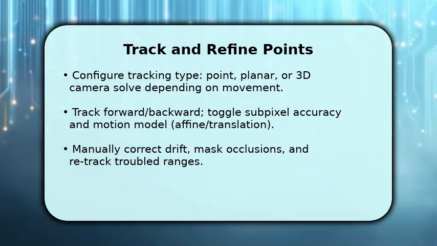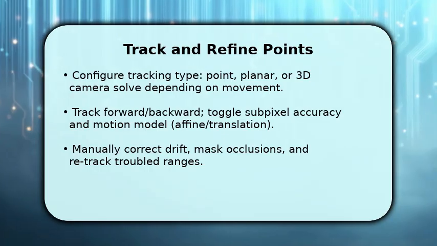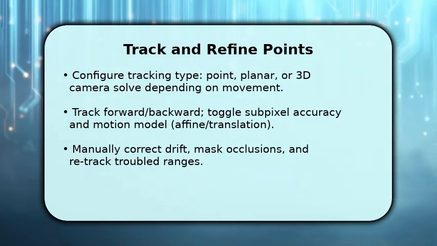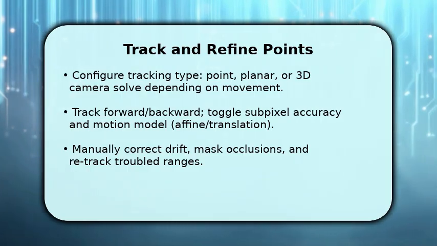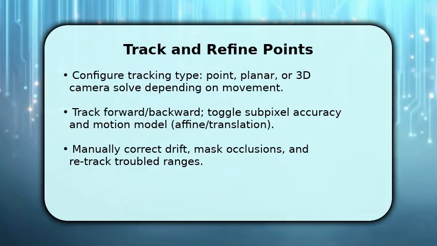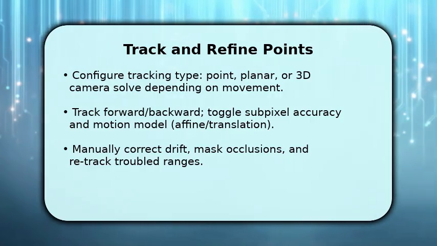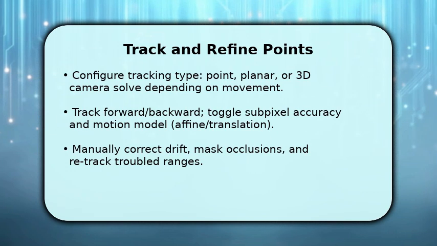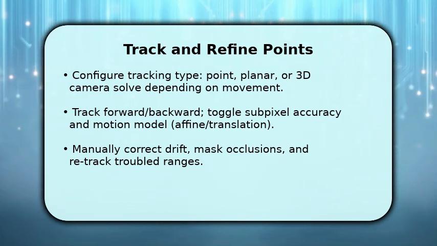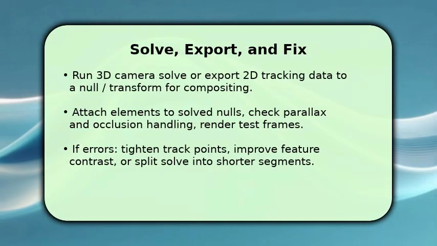If points slip during blur or occlusion, add temporary masks or switch to a more robust motion model like affine or perspective. This preserves scale and rotation. Use subpixel refinement for tight shots, and add constraints or link points to control points to reduce wobble before solving the camera. Finalize by running the camera solver and evaluating reprojection error.